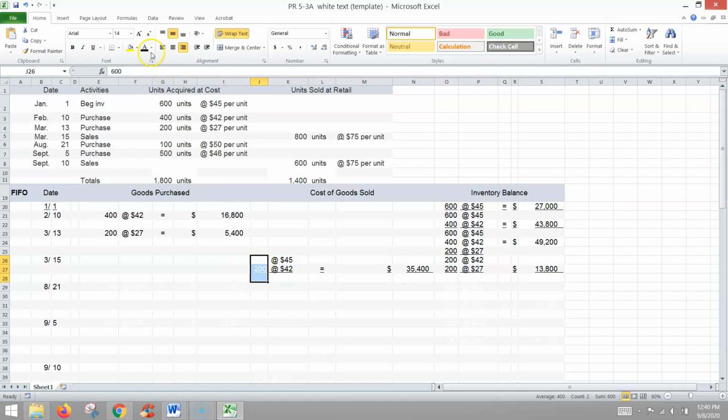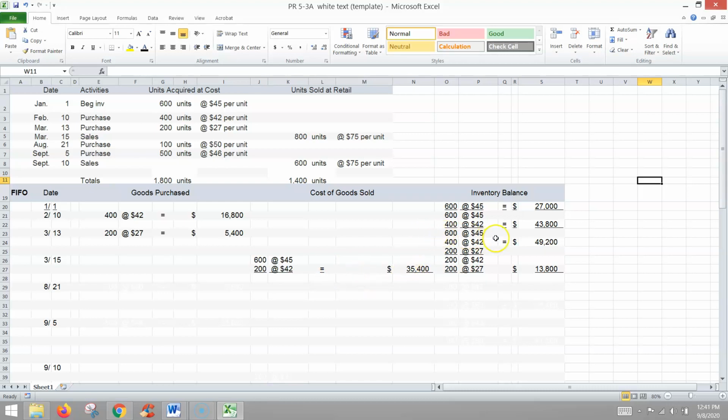Here's my amounts. So 600 at 45. So we sold all of this layer. We needed 200 more, so we went down to the next costing layer. So 200 units are at $42. So that's our total cost of goods sold. Multiply these two and add them together. Gives us $35,400. Then we want to calculate what ending inventory we have after we have made this sale.